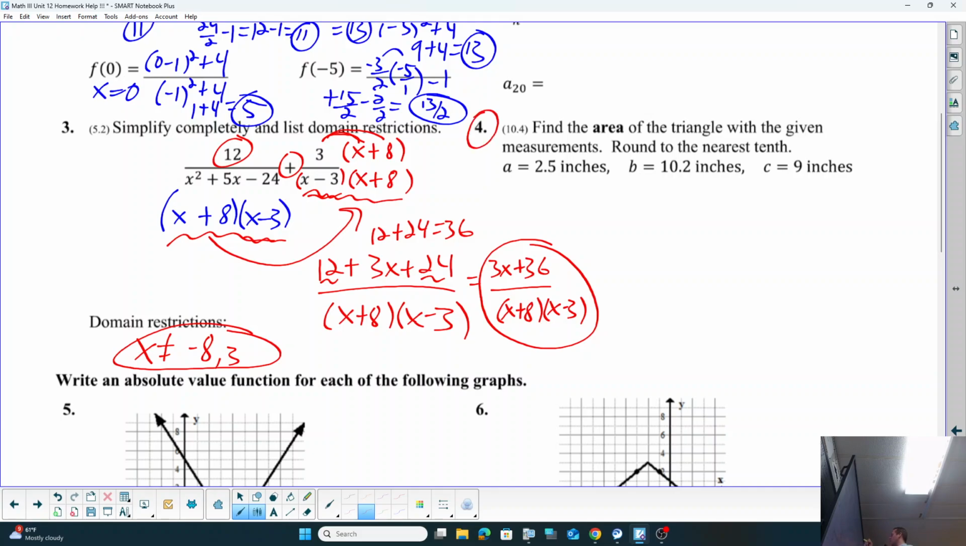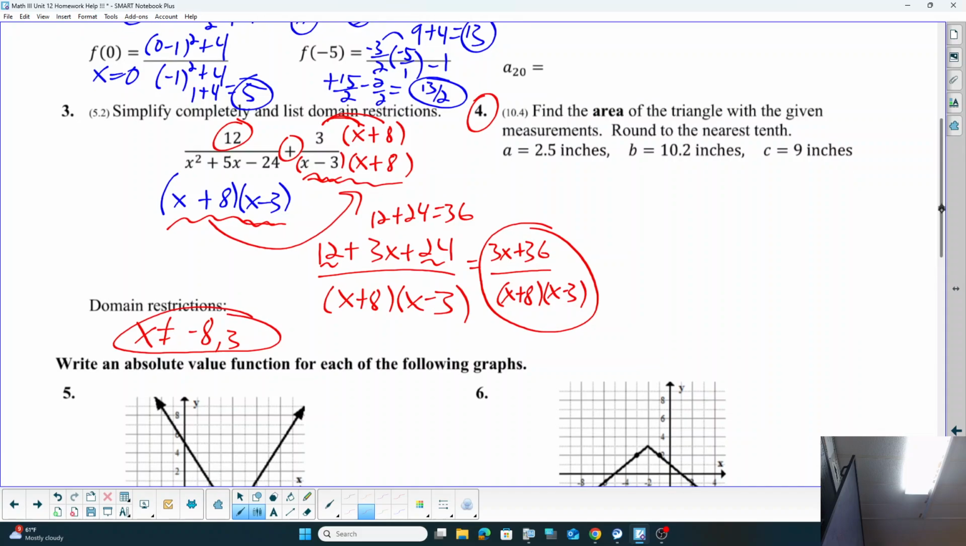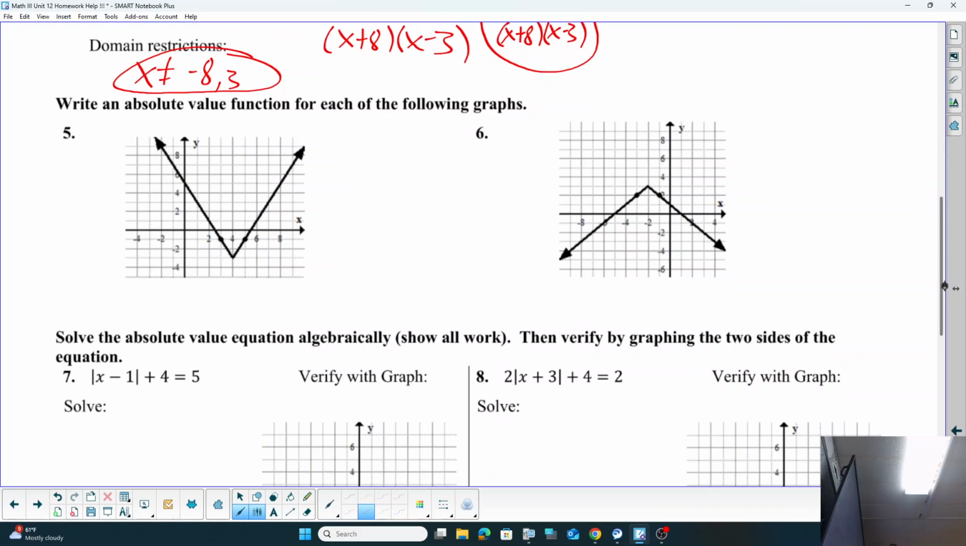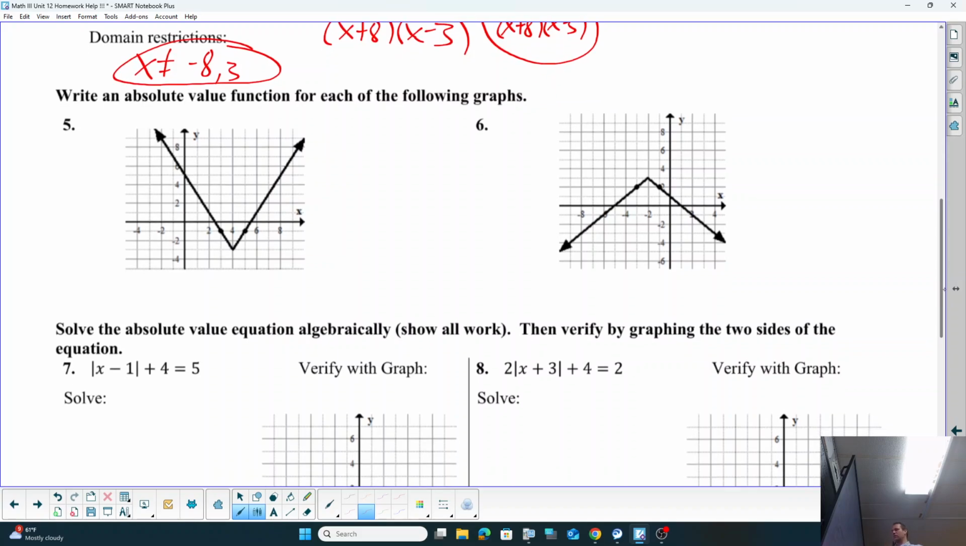So number 4 is area of the triangle. That's good practice there. Okay, let's see here. So then number 5, number 6, here we go. Let me see.